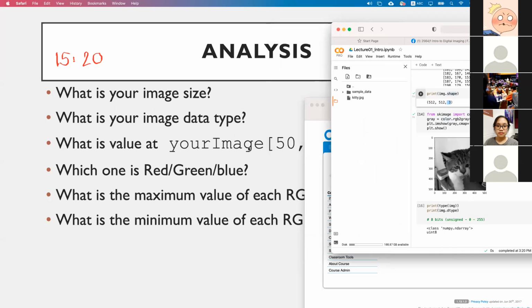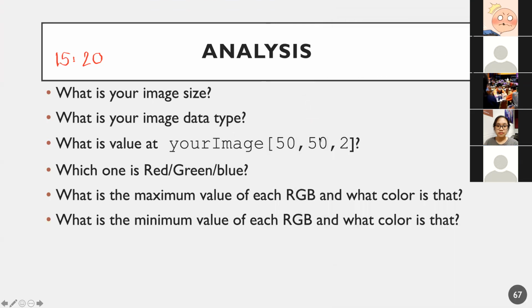So I answered these 2 questions. And you can find the value at some location. So I'm sure that 50-50 is the position, but 2 will be what color? What color is 2? Is it grayscale or is it R, G, or B? And your friends said green. I thought it's green too, but is it actually green?